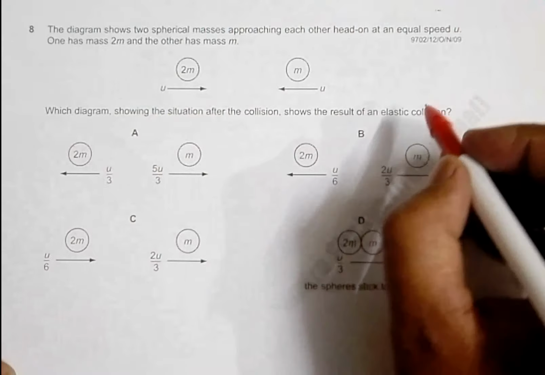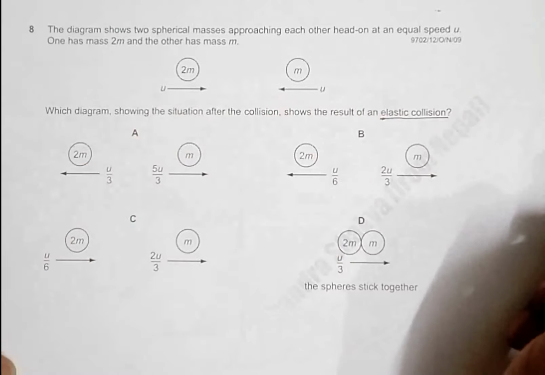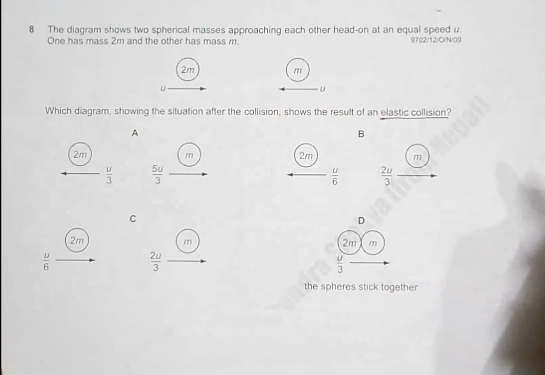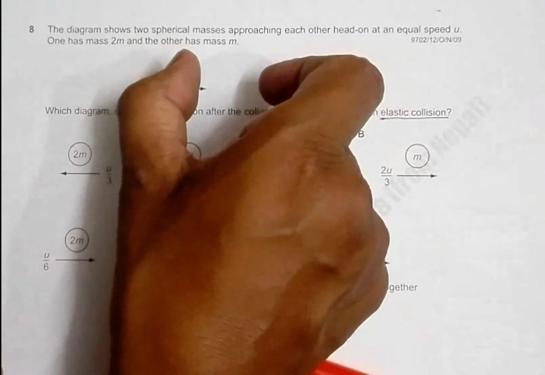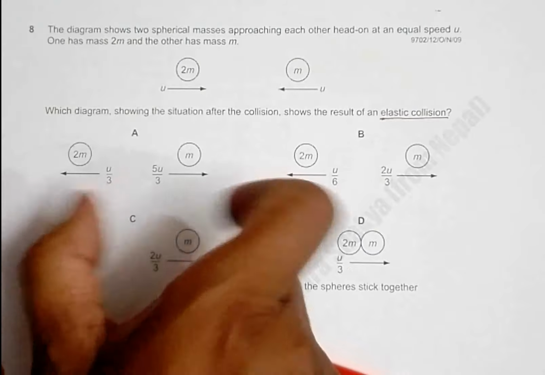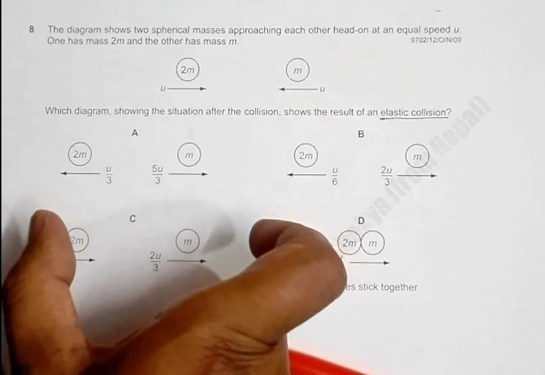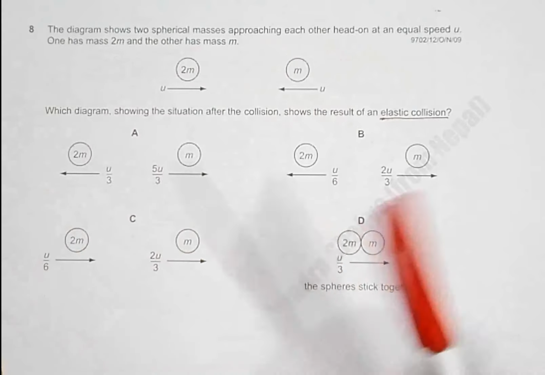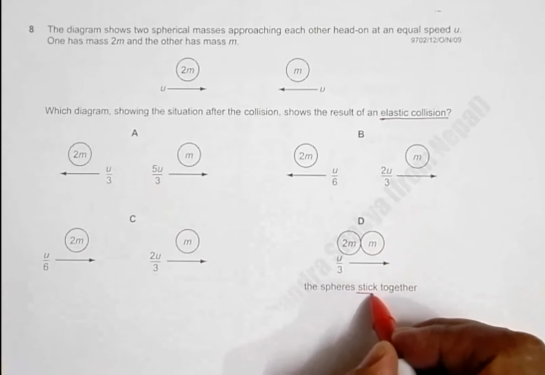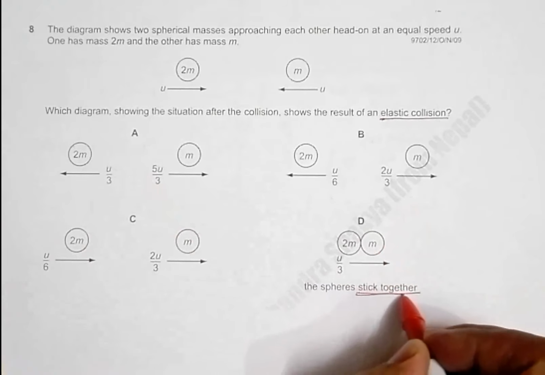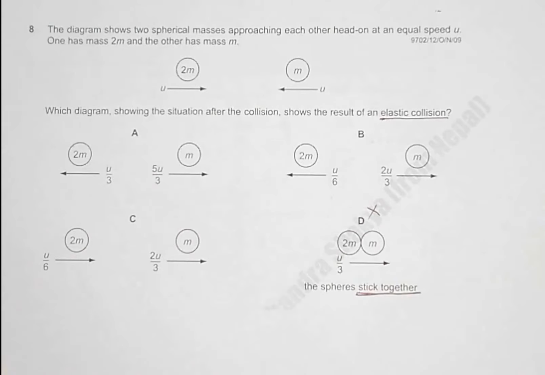It asks which diagram showing the situation after the collision shows the result of an elastic collision. So if there is an elastic collision, we have to find what happens after it. In an elastic collision, one of the principles is that the relative velocity of approach before the collision should be equal to the relative velocity of separation after the collision. But in choice D, since they stick together, there is no separation at all. So this cannot be a correct choice. First let us avoid choice D.